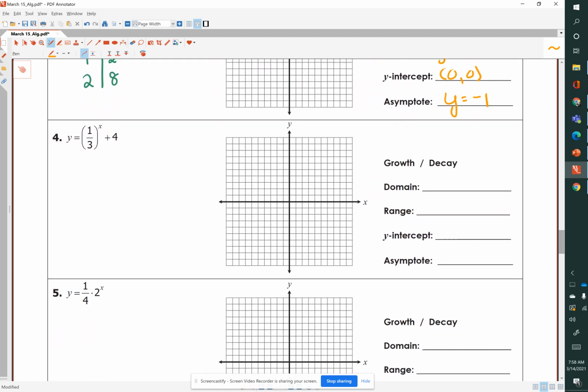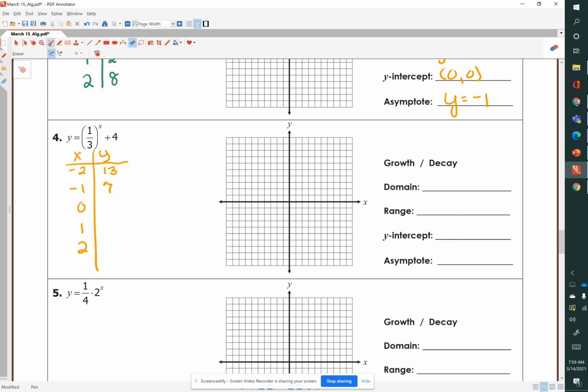Okay, let's move on. Y equals 1/3 raised to the x power plus 4. So we start with a table of values. Same that I did before. I'm going to use -2, -1, 0, 1, 2. When I evaluate this function for -2, y equals 13. When I evaluate this function for -1, y equals 7.